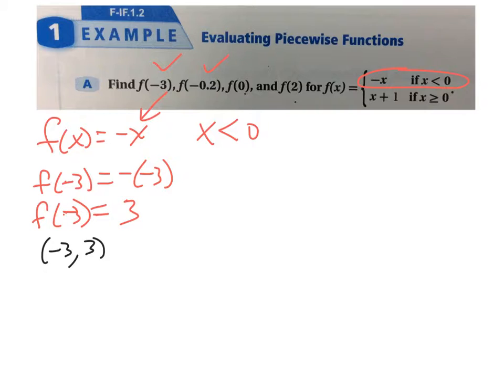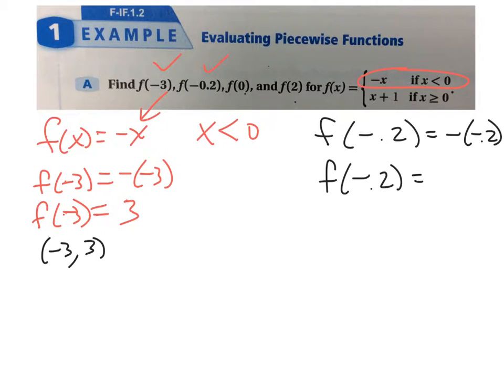Now let's do the next one. Let's do f of -0.2. So we're going to plug that into -x. So that's going to be -(-0.2). So f of -0.2 is equal to a positive 0.2, because a negative of a negative is a positive. So when x is -0.2, y will be positive 0.2. And so that's just two examples of how to evaluate. You just plug them into the corresponding functions.